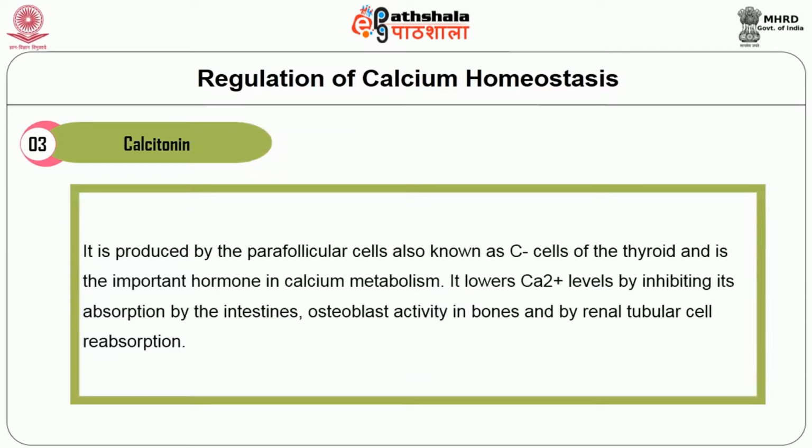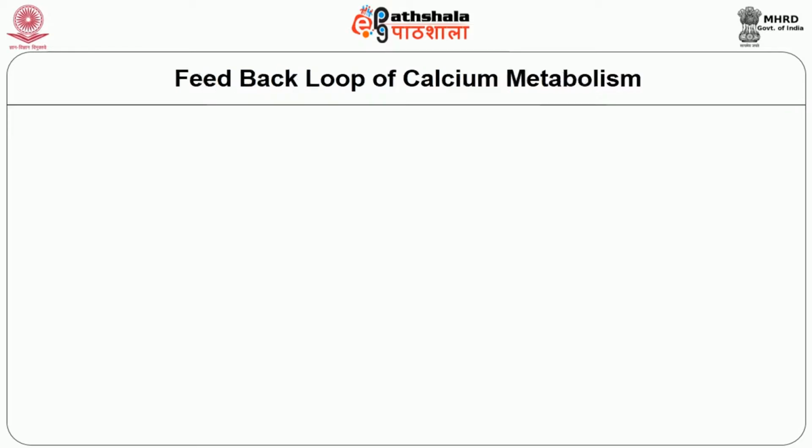The third and most essential one is calcitonin. Calcitonin is produced by the parafollicular cells, also known as C cells, of the thyroid, and is an important hormone for calcium metabolism. It lowers calcium ion levels by inhibiting its absorption by the intestines. The osteoblast activity in the bones and the renal tubular cell reabsorption are also initiated by calcitonin.